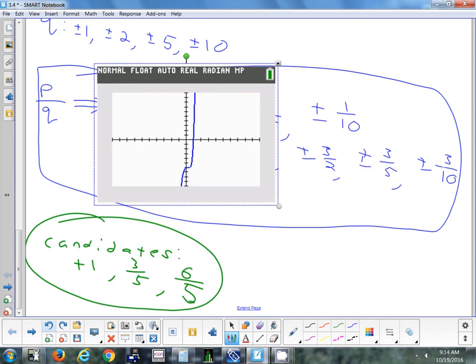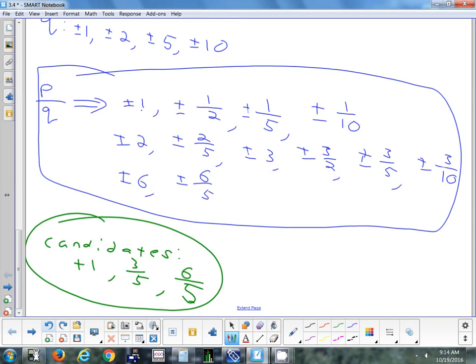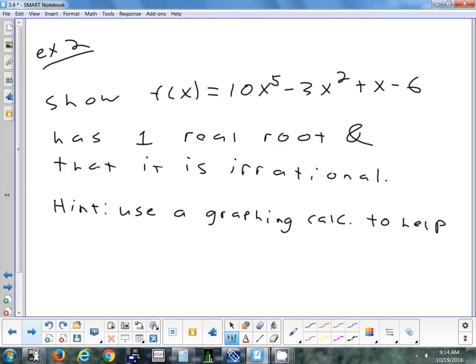All right, so any questions on that? All right. So now the last part, I want to take that same problem we just had. I want to show that it does have one real root. In other words, it only crosses the axis one time. But I want you to prove to me that where it crosses is an irrational number. Okay, and we're going to use the graphing calculator to help us. So on the calculator, how do I calculate where it crosses exactly?